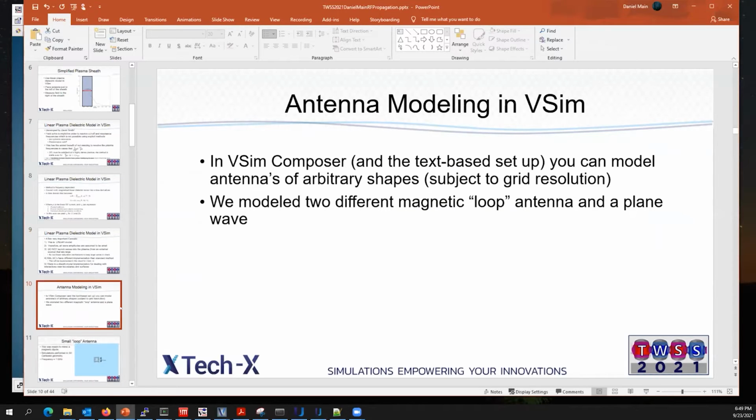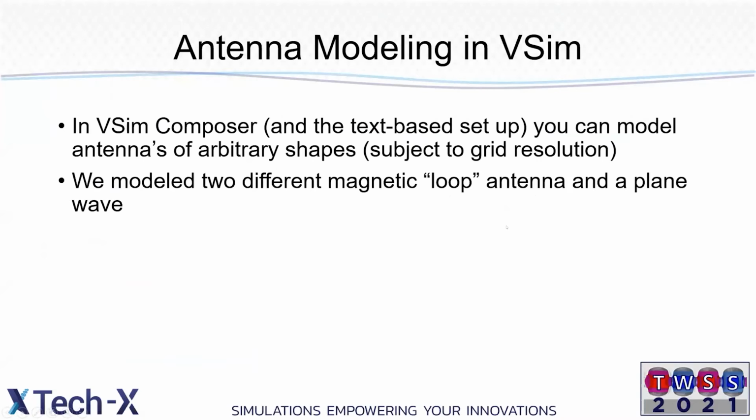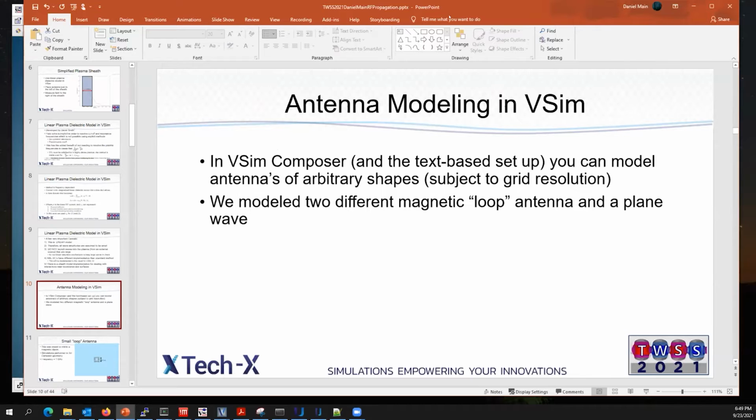Now, another really handy feature that I enjoy immensely is the ability to just put in antennas using Composer. I'll go back to what we were just looking at in a minute. I really love that you can put in an arbitrarily shaped antenna, subject, of course, to the grid resolution. My grid size is 1 millimeter, so I'm never going to resolve features smaller than 1 millimeter. That's a pretty small antenna, but I'll explain why it's so small in just a minute.